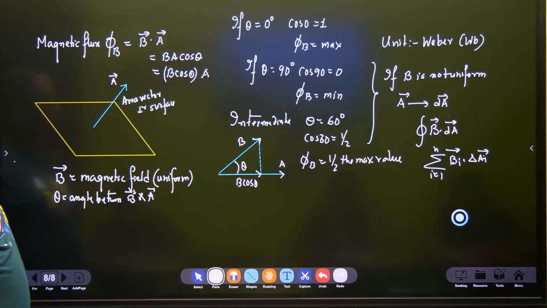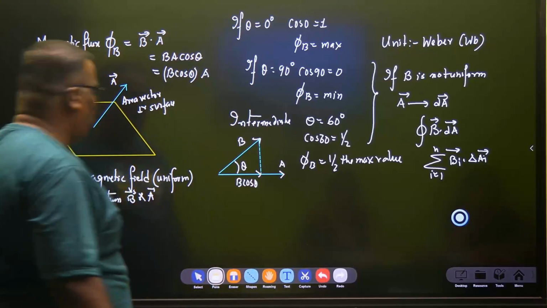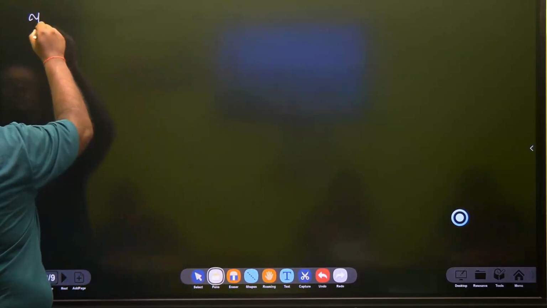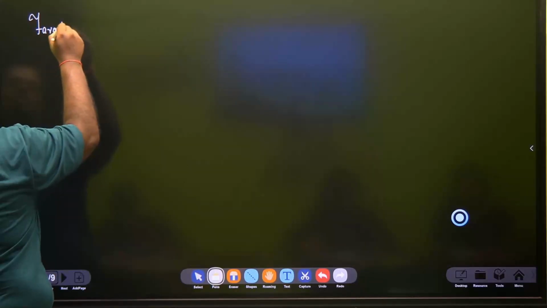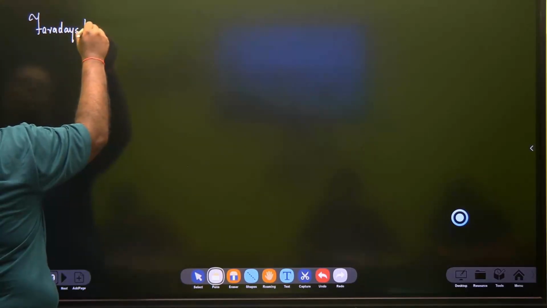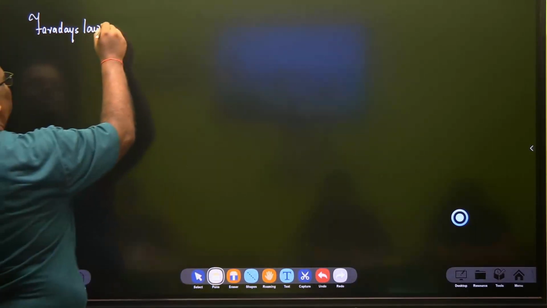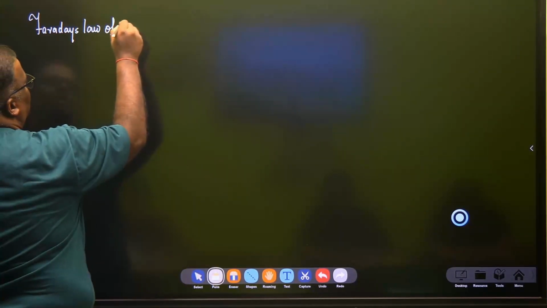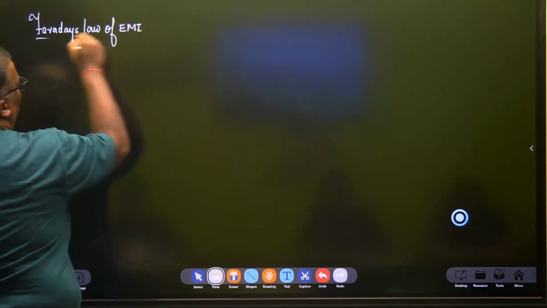Done. This brings us to our next section. I don't know how much time we'll have, but you can write the heading, Faraday's law of induction. Now comes Faraday's law of EMI, electromagnetic induction. You can write down the law.